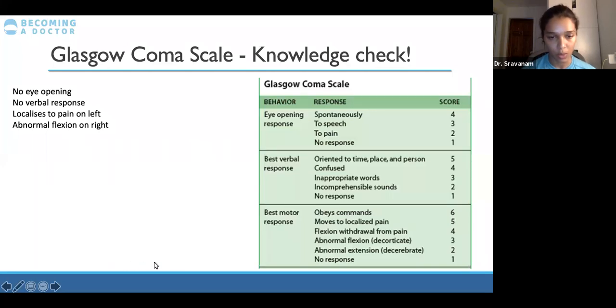So someone's asked, what was the best score? So if you have a patient and, for example, for the motor response, they can have abnormal flexion on one side, but flexion withdrawal from pain on the other side, then you still give them a 4. You try and give them the best possible score out of what they can do.